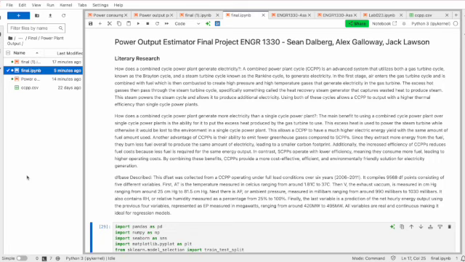After that, the excess hot gases pass through the steam turbine cycle, specifically something called the heat recovery steam generator, that captures the wasted heat from the gas turbine to produce steam. This steam powers the steam cycle and allows it to produce even more electricity. Using both of these cycles, the gas and the steam cycle, allows the CCPP to output a higher thermal energy and efficiency than single cycle power plants.